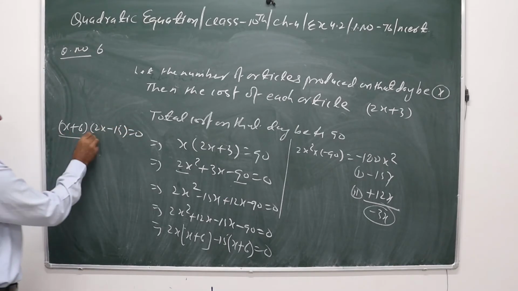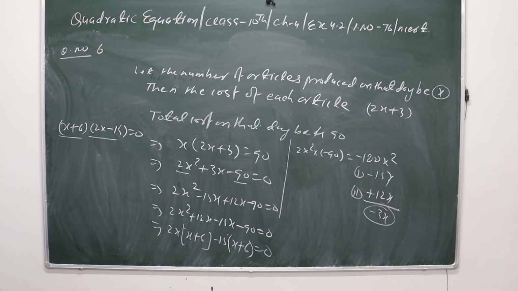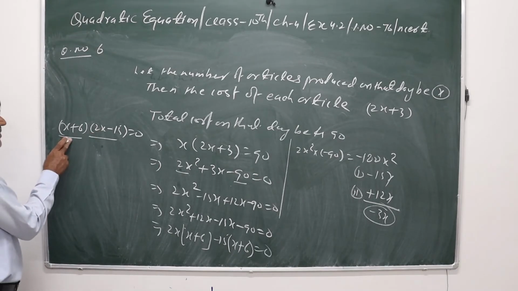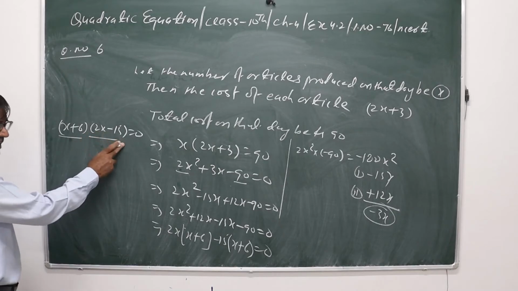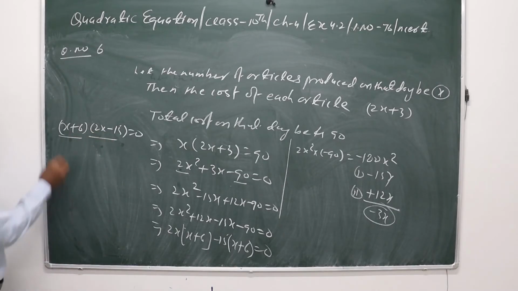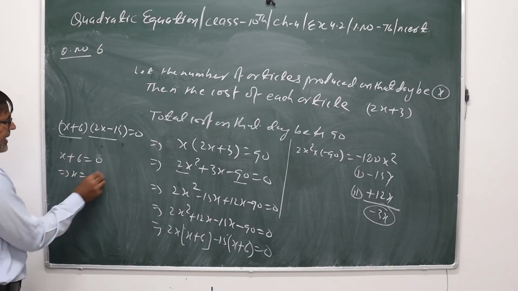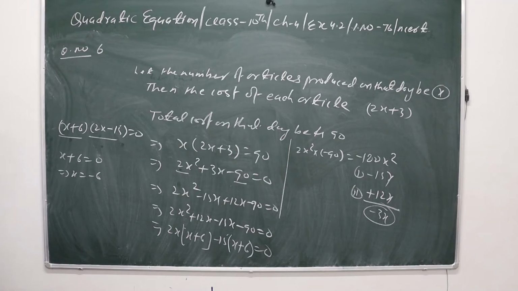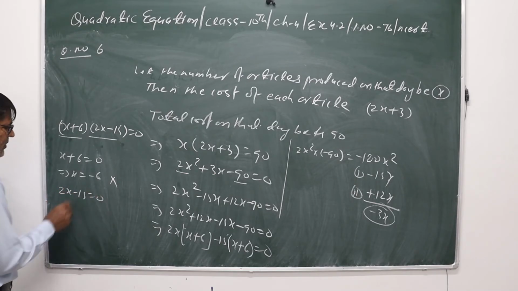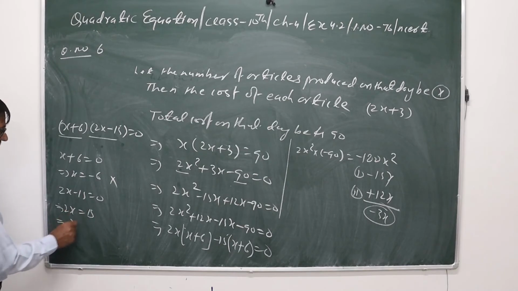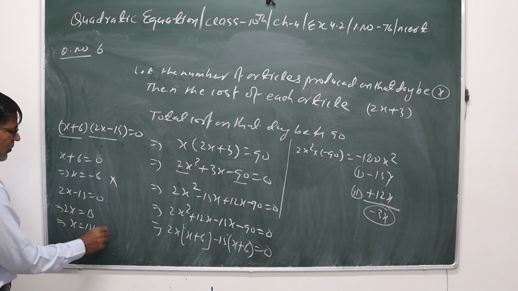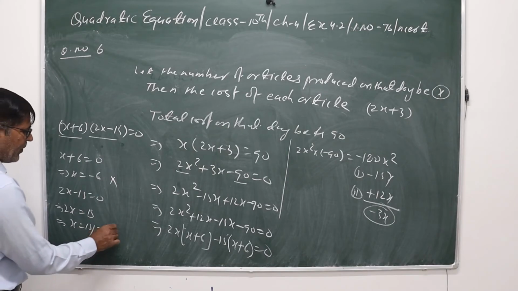So these two prime factor multiplication is equals to 0. This will be possible whether x plus 6 is equals to 0 or 2x minus 15 is equals to 0 or both are 0. So first, if x plus 6 is equals to 0, then implies that x is equals to minus 6. This is negative quantity which is not possible. Second, 2x minus 15 is equals to 0. Implies that 2x is equals to 15, implies that x should be equals to 15 by 2, that is 7.5.